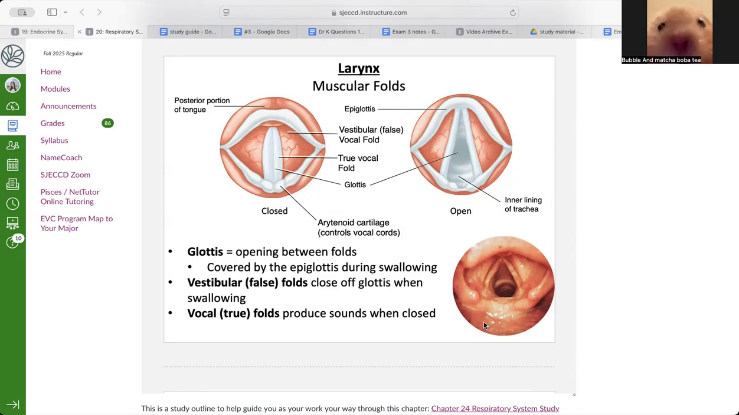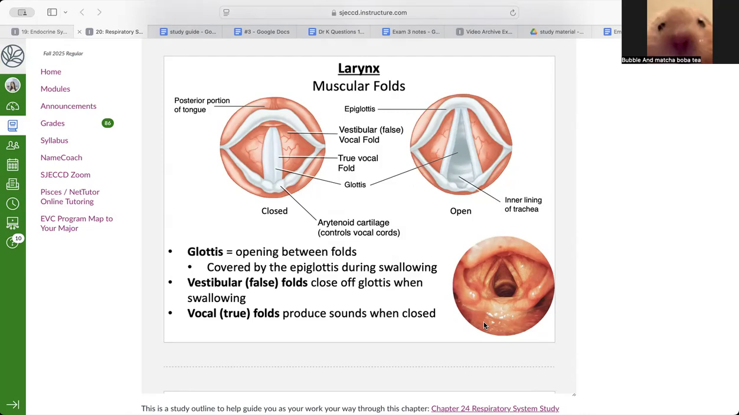When you swallow food, you cover up your epiglottis and contract down on the folds that you have in the larynx. You have two sets of folds: the vestibular folds that close off the glottis when swallowing, and the vocal folds that produce sound when you're speaking.